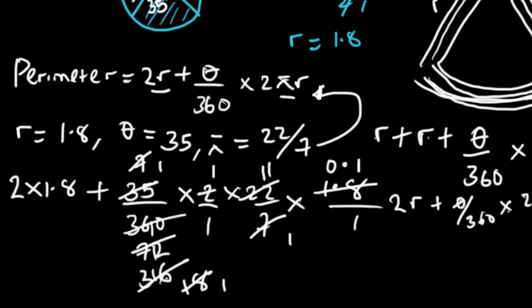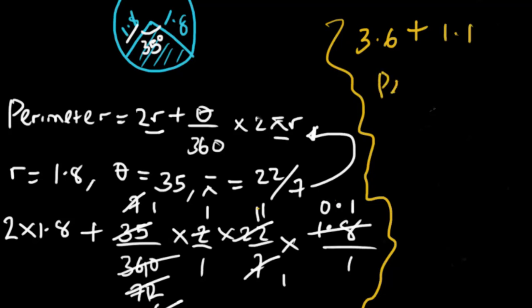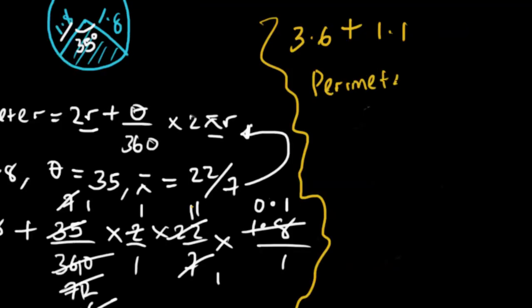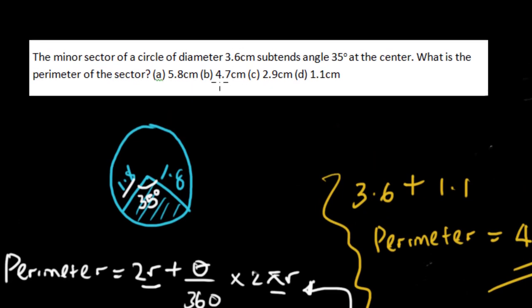Now let's solve the remaining by the side somewhere here. So we have 2 times 1.8 is 3.6 plus, now I'm left with 11 times 0.1. 11 times 0.1 is 1.1. So it means the perimeter equals 3.6 plus 1.1, which gives us 4.7 centimeters. Now this is the answer. What option is 4.7? So we've got option B as the answer. I hope you understand this perfectly.